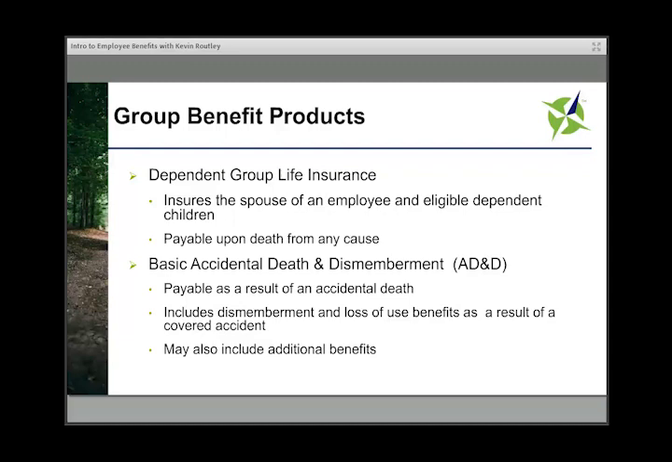It also includes a dismemberment and loss of use benefit as a result of any covered accident. That could be a loss of fingers from an accident, loss of use of arms, loss of speech, loss of hearing, or paralysis. Those are the base coverages for dismemberment, but you should check your employee handbook to see the comprehensiveness of the coverage, because it may also include additional benefits like a spousal retraining benefit, which would allow a spouse to go back to school to train to go back into the workforce.